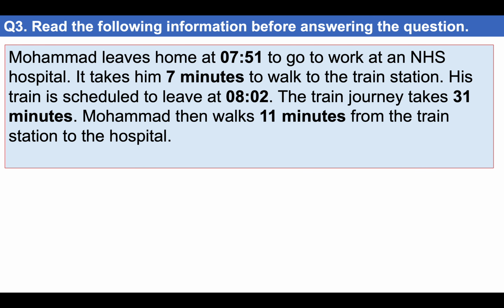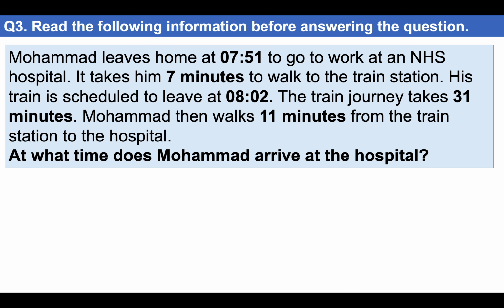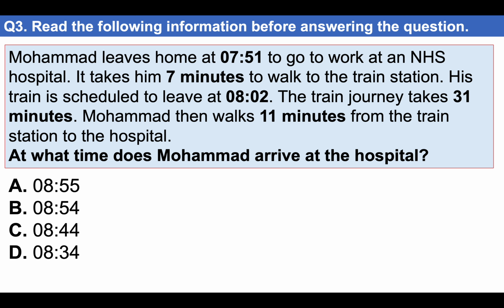Question 3. Read the following information before answering the question. It says Mohammed leaves home at 07:51 to go to work at an NHS hospital. It takes him 7 minutes to walk to the train station. His train is scheduled to leave at 08:02. The train journey takes 31 minutes. Mohammed then walks 11 minutes from the train station to the hospital. At what time does Mohammed arrive at the hospital? A, 08:55, B, 08:54, C, 08:44, or D, 08:34.